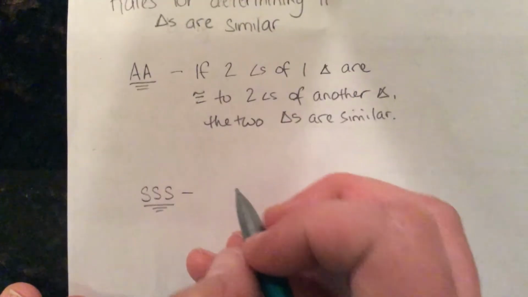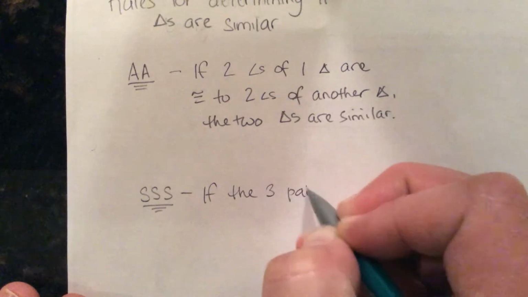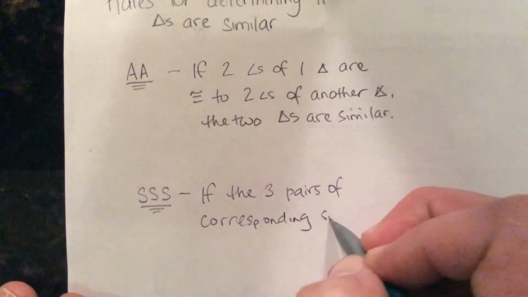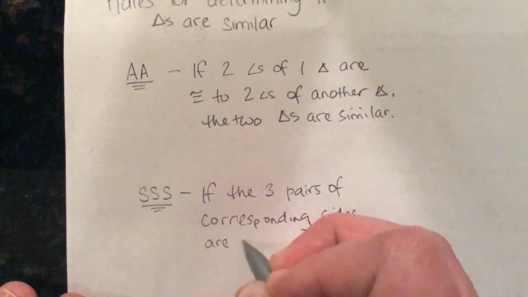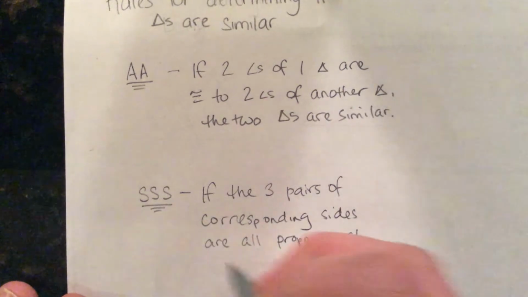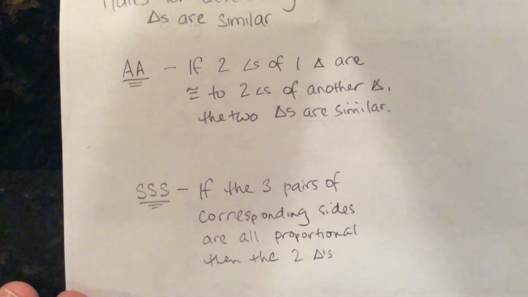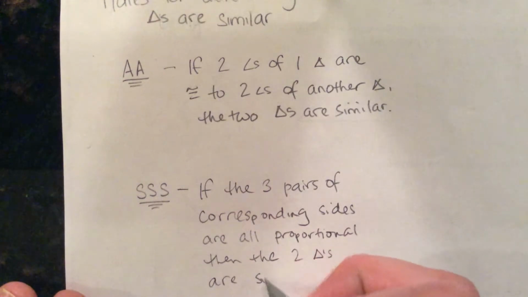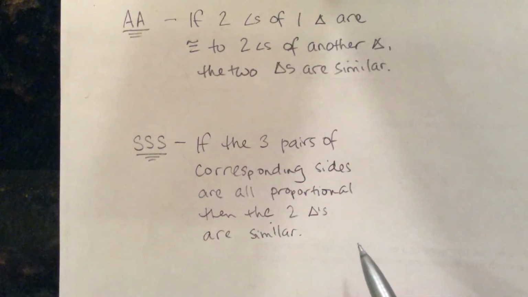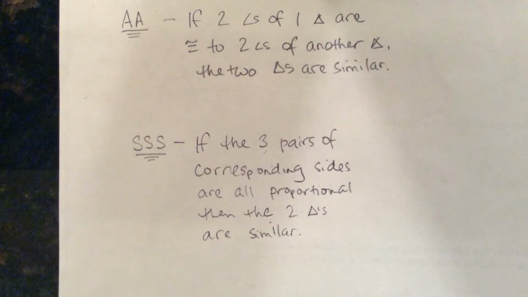Our side-side-side theorem says that if the three pairs of corresponding sides are all proportional, then the two triangles are similar. Now, what we have to make sure is that when we compare and set up a ratio, that all three sets of corresponding sides have an equal proportionality or ratio.